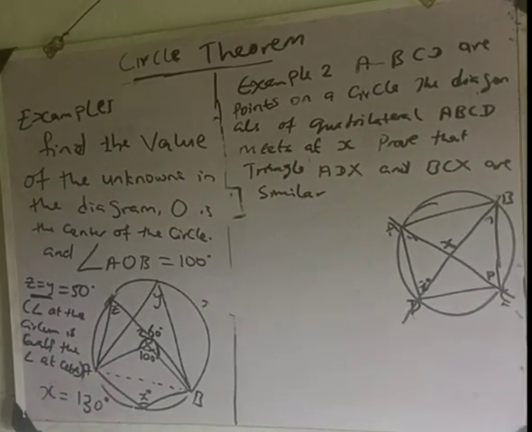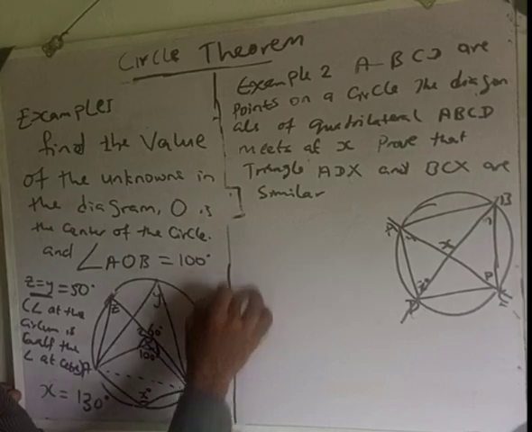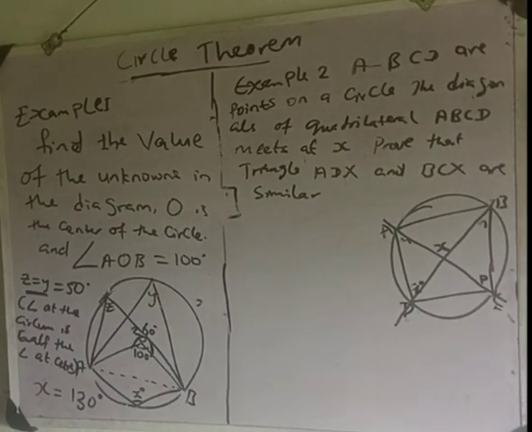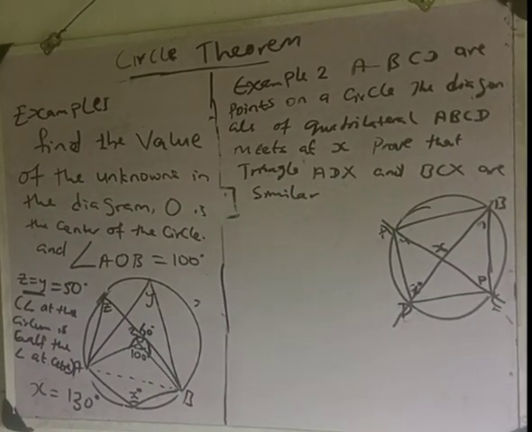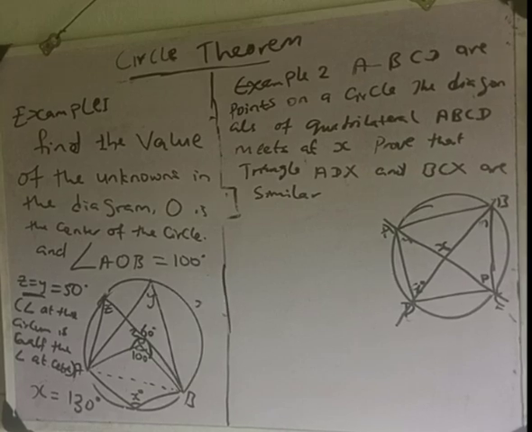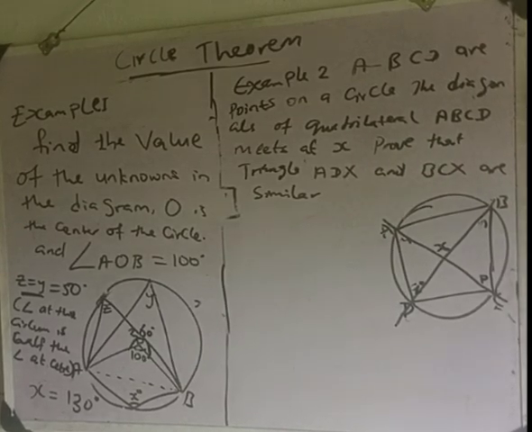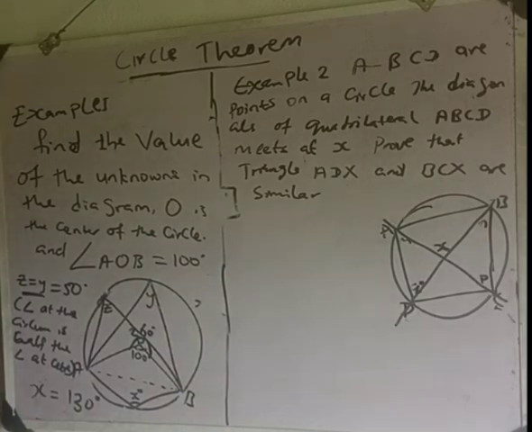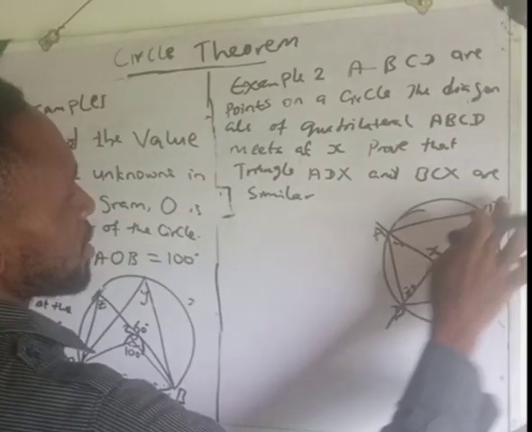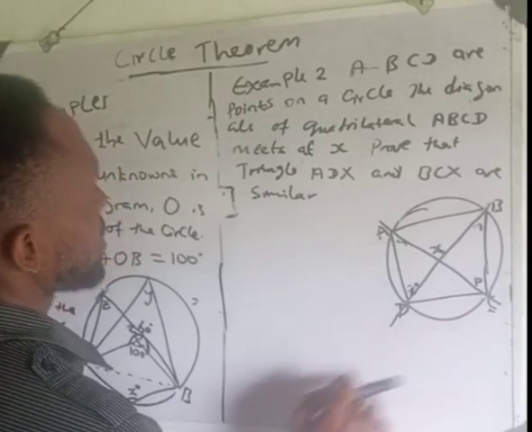Is that okay? That is quite simple to do. Now we move over to the second question. The second question says that A, B, C, D are points on a circle, the diagonals of the quadrilateral AB. This is A, this is B, this is C, and this is D, right?